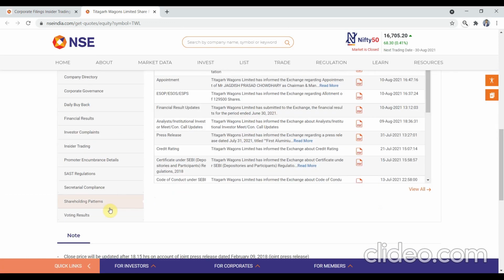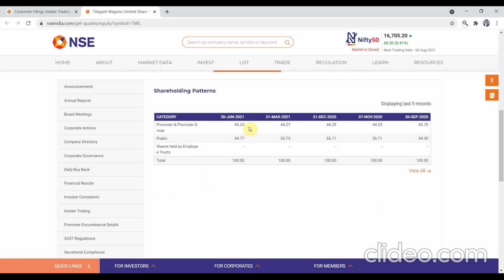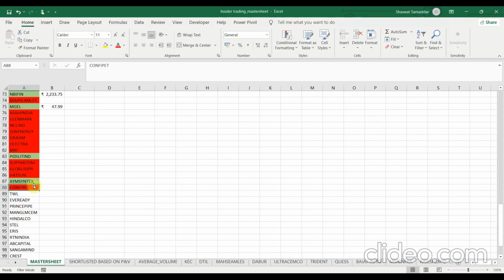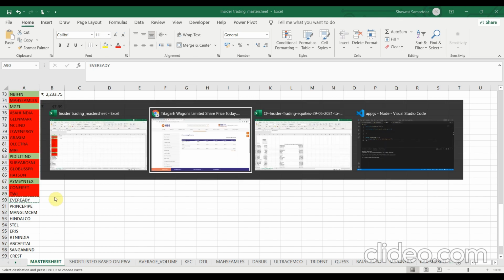Going to corporate shareholding. Shareholding is less than 50% for promoters. I'll mark the stock as red. Okay, now one more thing. The stocks which I'm marking as green does not mean that I'm going ahead and taking the trade in this particular stock. There are a variety of factors which we need to check before placing a trade. The green stocks are merely going into my swing trading watch list. That's all. Next is everyday, ever ready.